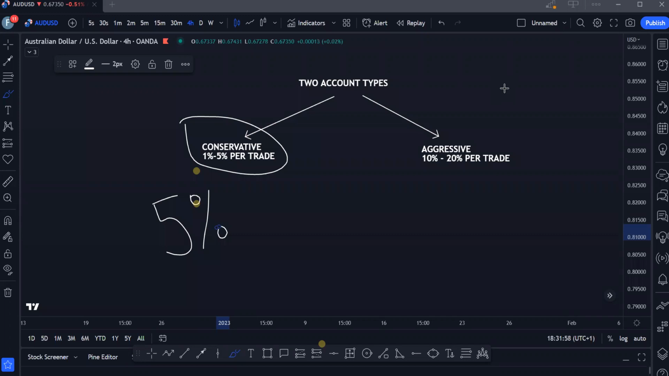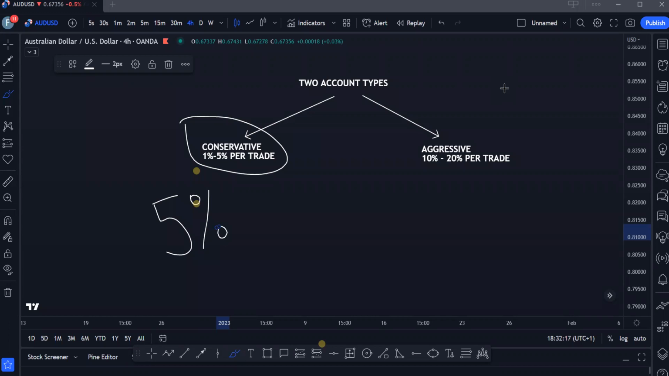So the question now is, how do I determine the amount of risk that I should take per trade? If I choose to risk 1% per trade, how do I do it? If I choose to risk 5% per trade, how do I do it? So we'll go to that shortly.